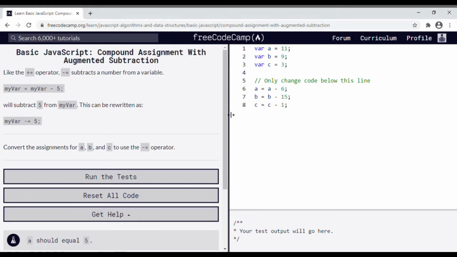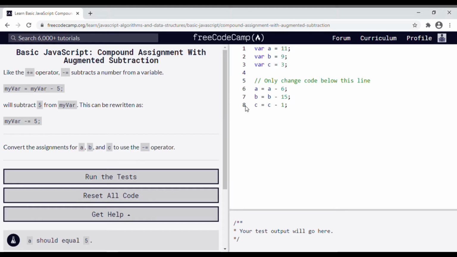So it says compound assignment with the augmented subtraction. Like the plus equals operator, there's a minus equals operator, and it subtracts a number from a variable. So my var equals my var minus 5, or subtract 5 from my var, can be written as my var minus equals 5. Convert the assignment for A, B, C to use the minus equals operator.